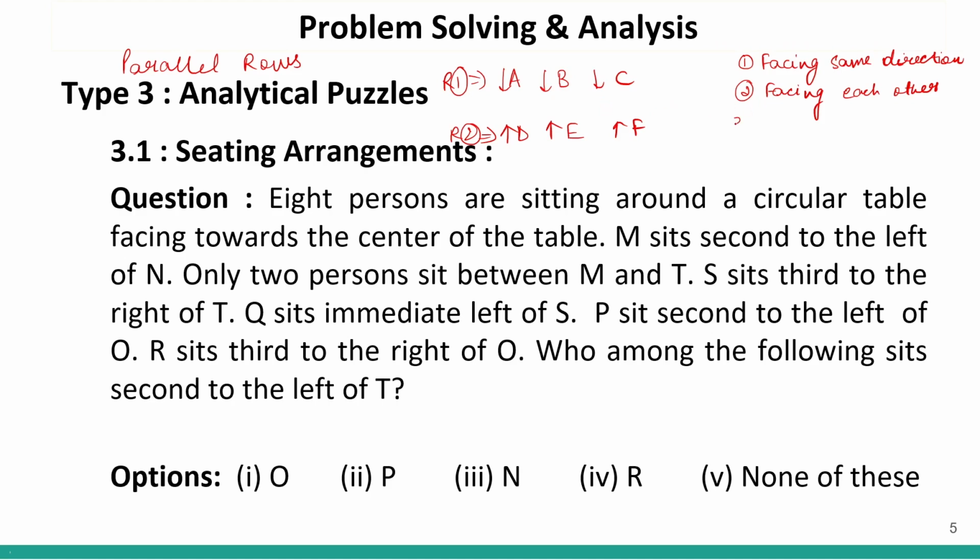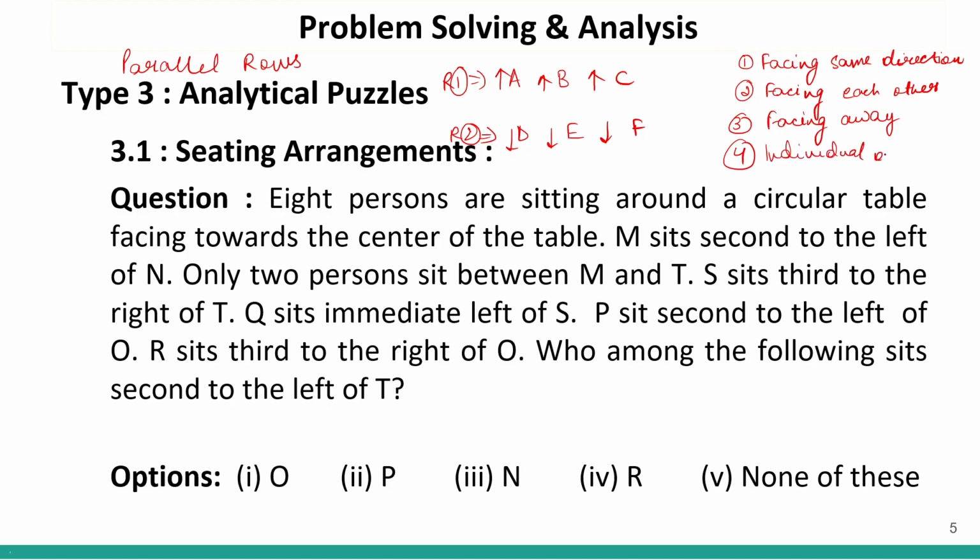The third possibility is that they are facing away from each other. So if A, B and C are facing north, that means D, E, F will be facing south. So this is your facing away possibility. Then there is a possibility that they are facing individual directions.